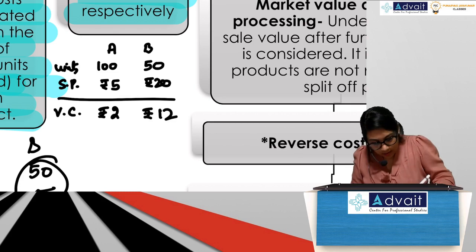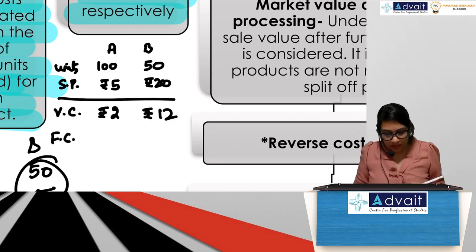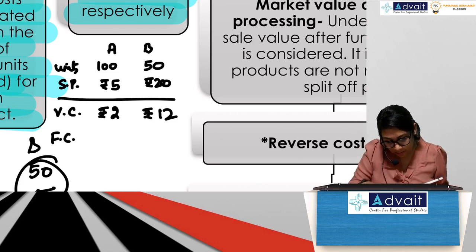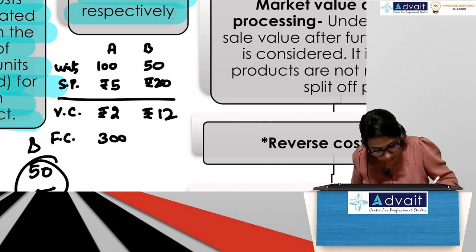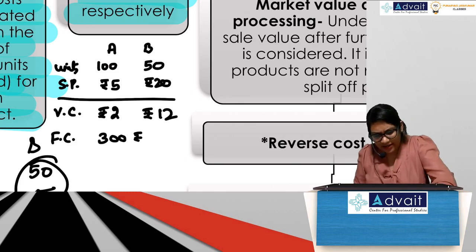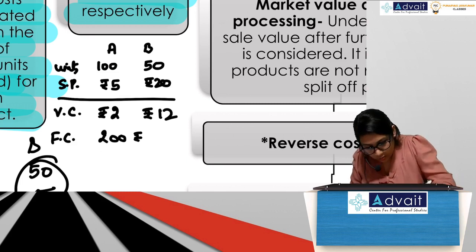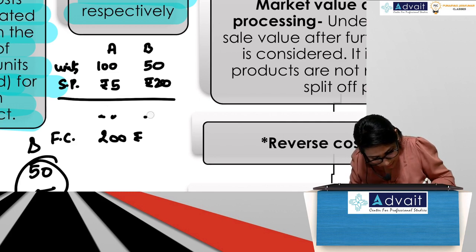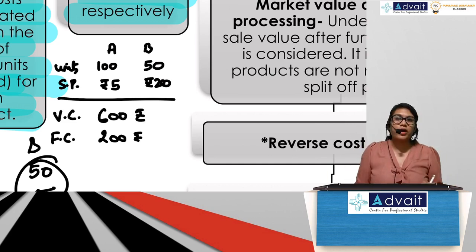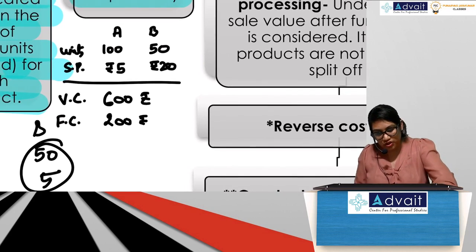Fixed cost, let's say is 300 rupees, or let's make it 200 rupees. Oh, this will not, actually, one minute. Let's not take this per unit, we'll take this in total. 600 joint cost, we don't know per unit, that's what we have to calculate. So this is the data which is given to us, guys.